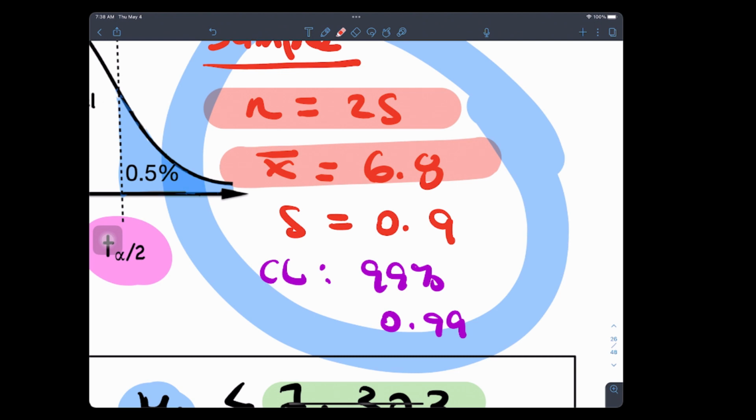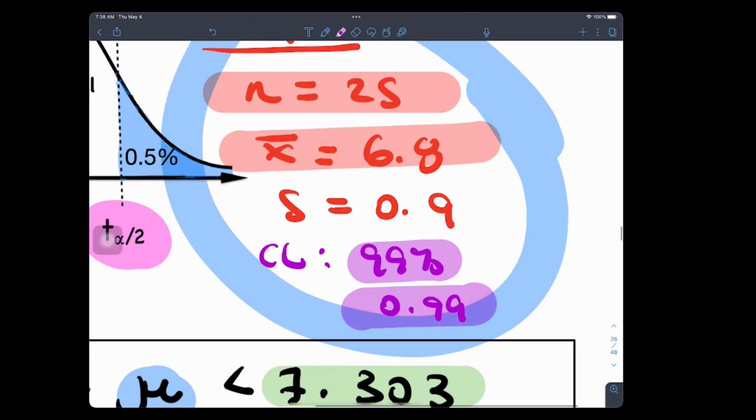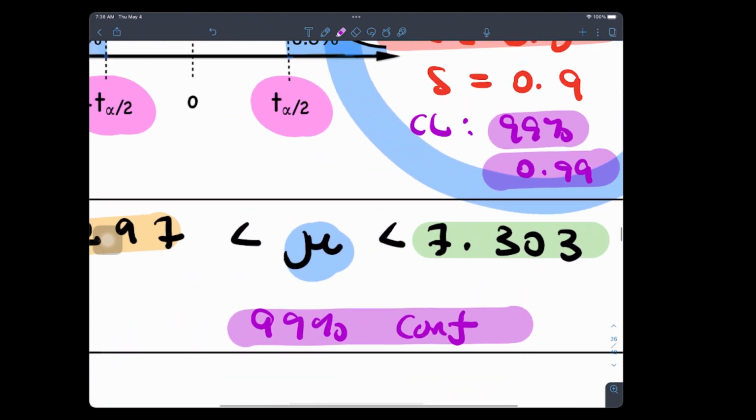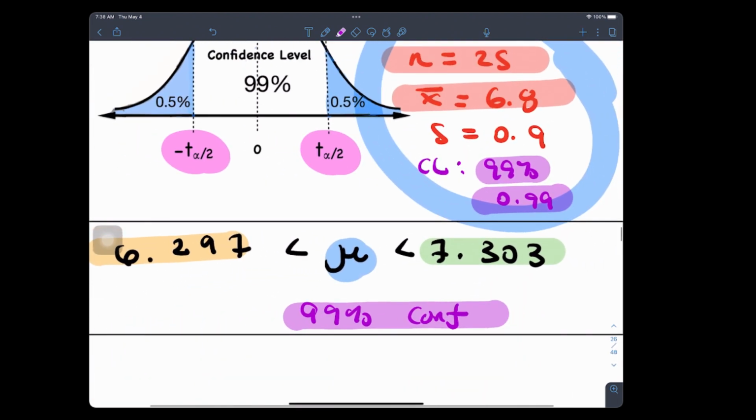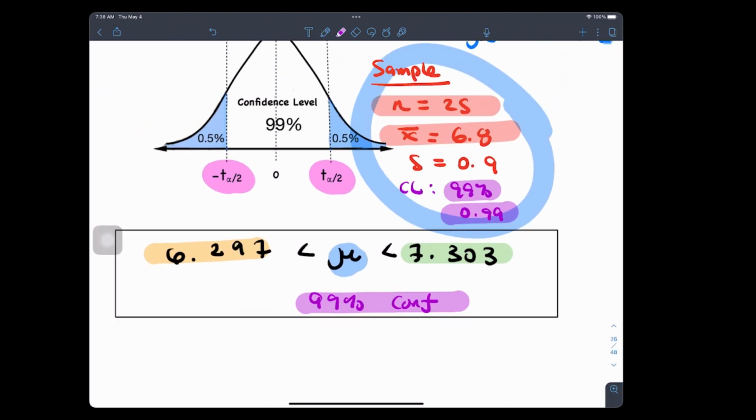99% of the time, you'd get a sample mean between these two numbers. 99% of the time, your sample mean will live between 6.297 and 7.303. This is the meaning behind the confidence level. Okay, you guys see what I'm saying? It's a pretty big deal.